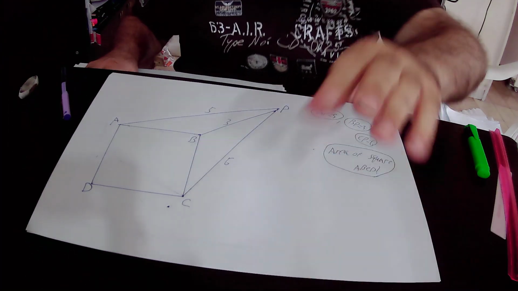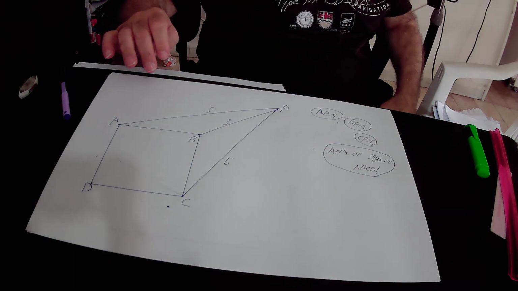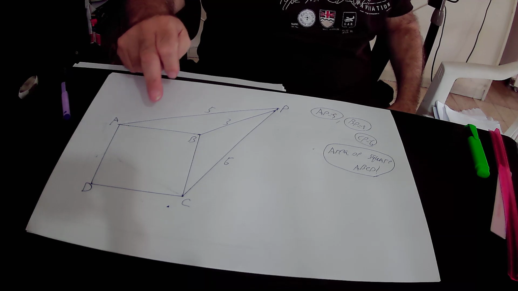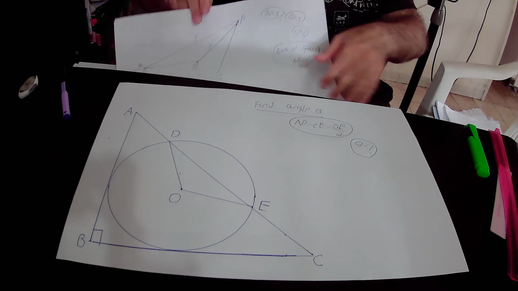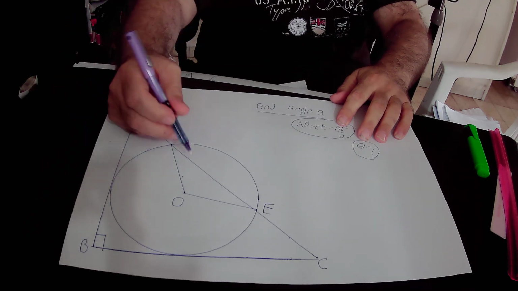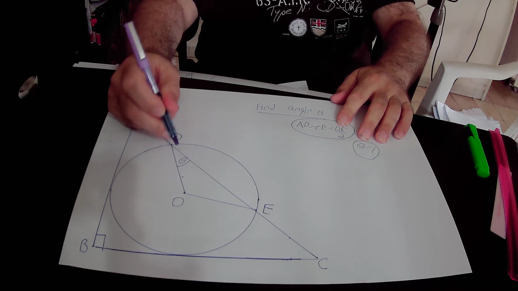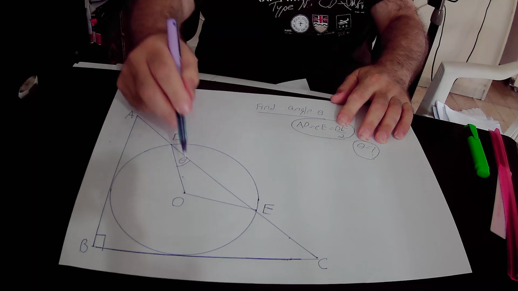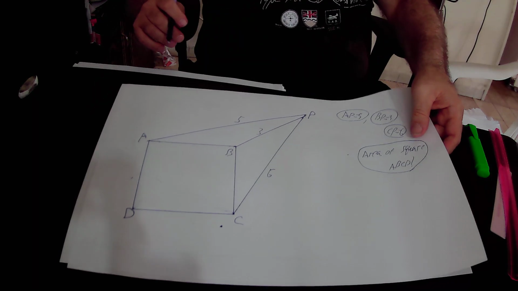And now in this lecture we'll answer two questions. In the first question we find out the area of square ABCD. In the second question we will find out the size of this angle theta, that is in triangle EDO. So we start with the first question.